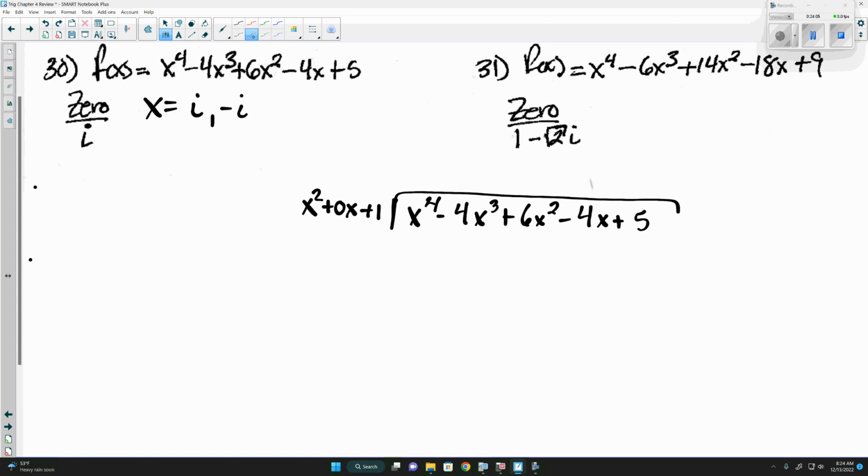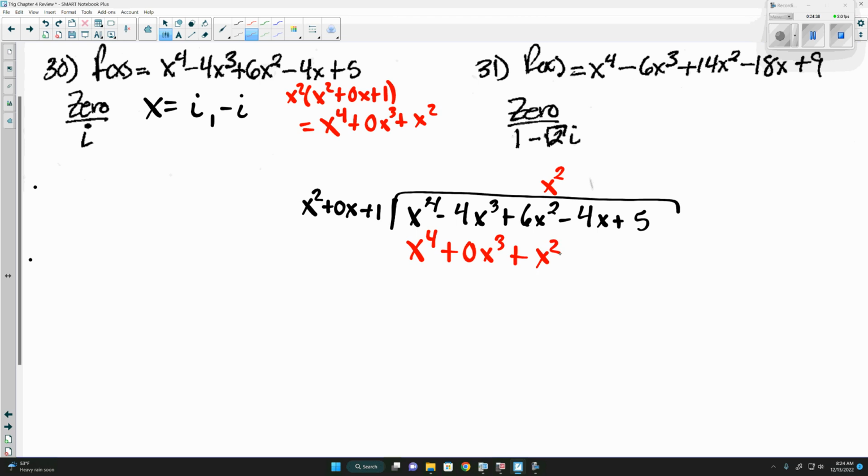So when we do this here, we need to see what times x squared gives us x to the 4th. Well, it's just going to be x squared. And you could do this off to the side, multiplying x squared by x squared plus 0x plus 1, which will give us x to the 4th plus 0x cubed plus x squared. The 0x cubed is more or less a placeholder, just so we know what's being subtracted. And then we will subtract.